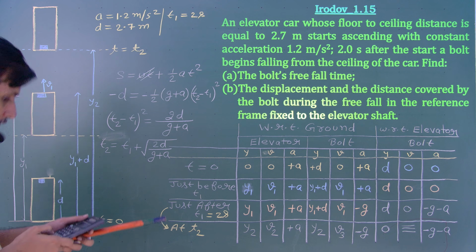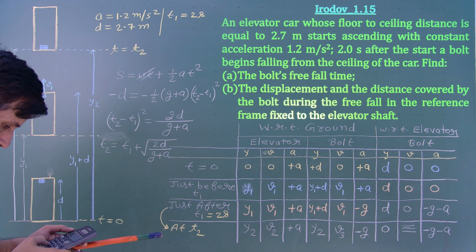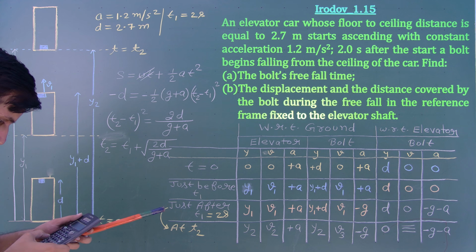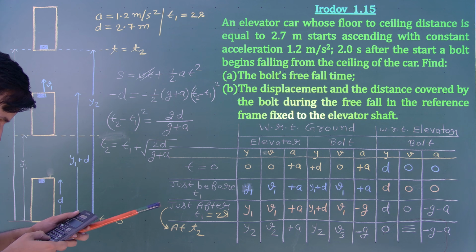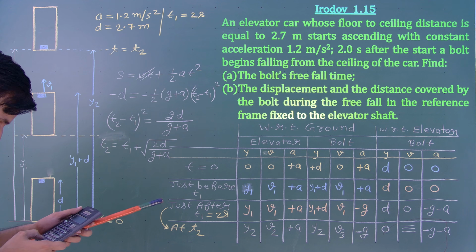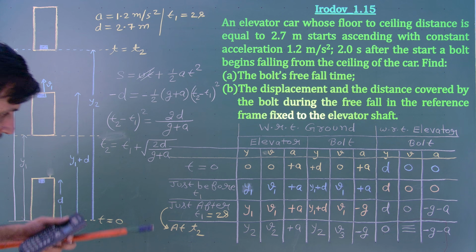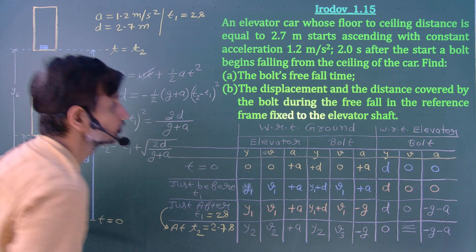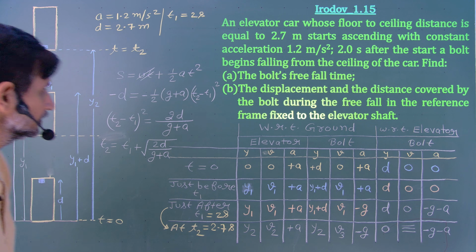So the value is T1 means 2, plus under root 2 into d, 2.7, divided by g, the value of g is 9.8, plus a, the value of a is 1.2. So this came out 2.7 seconds. So the time T2 is 2.7 seconds. So I got the first answer. The bolt's free fall time is 2.7 seconds.